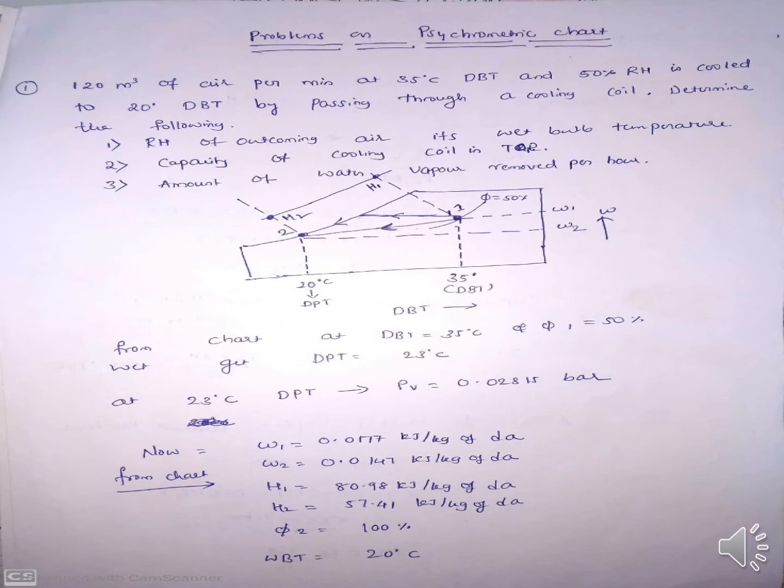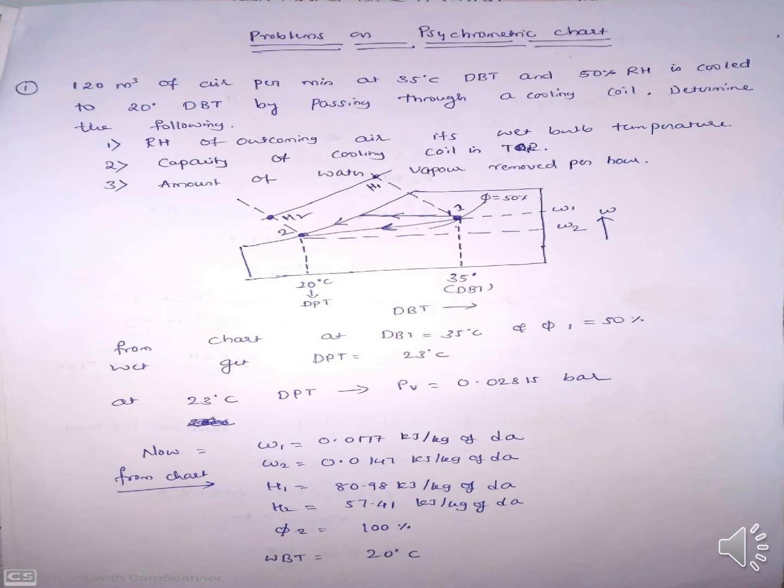First problem, we'll just note down the problem. 120 meter cube of air per minute at 35 degrees DBT and 50% RH, RH means relative humidity, is cooled to 20 degree DBT. First of all, read the conditions. 120 meter cube of air per minute is entering, which means the volume of air is given here. The initial condition of that air is 35 degree Celsius dry bulb temperature and 50% relative humidity. These are the initial conditions, that is, the outdoor conditions of the air.